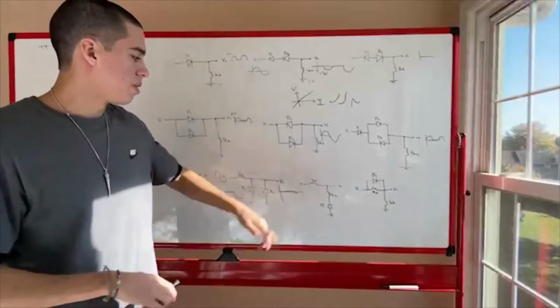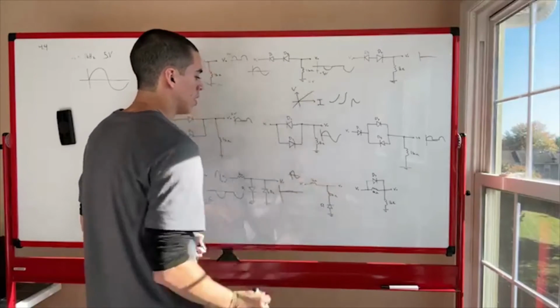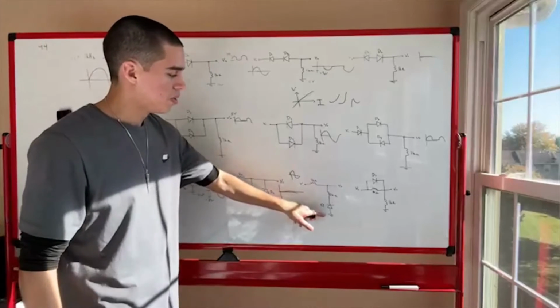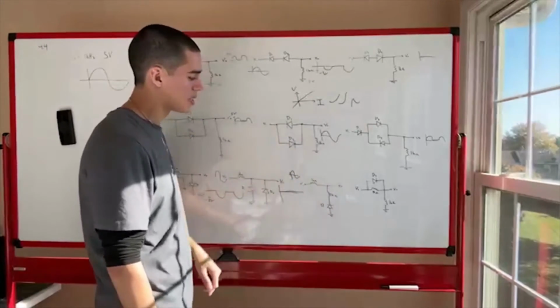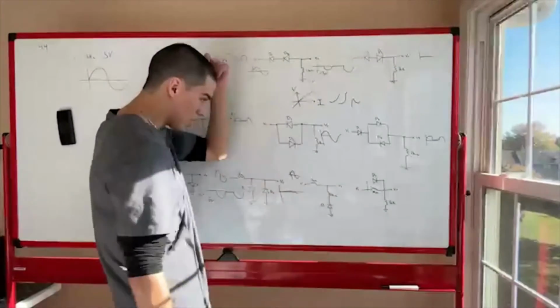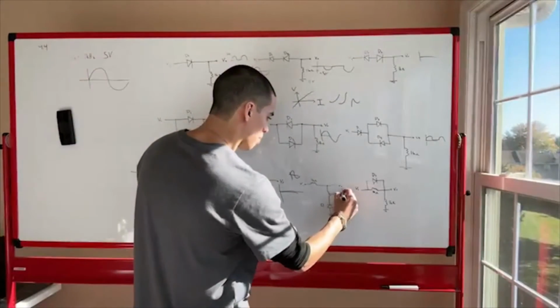So what about this one? If VI is a positive sine wave, then when this is positive, it's going to be greater than that. Well, we can't conduct in that way, so it'd be off. And if it were off, this would be an open circuit. So then the voltage at VO would be just that positive part.